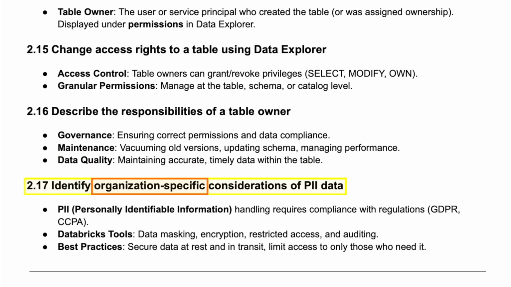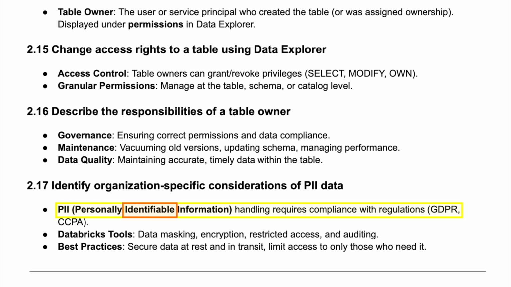2.17 Identify organization-specific considerations of PII data. Personally identifiable information handling requires compliance with regulations: GDPR, CCPA. Databricks tools: data masking, encryption, restricted access, and auditing. Best practices: secure data at rest and in transit, limit access to only those who need it.